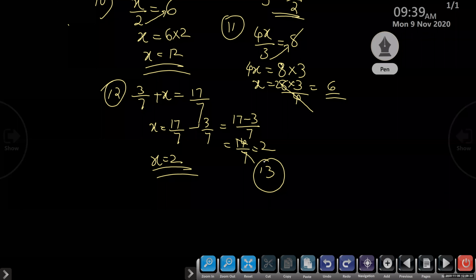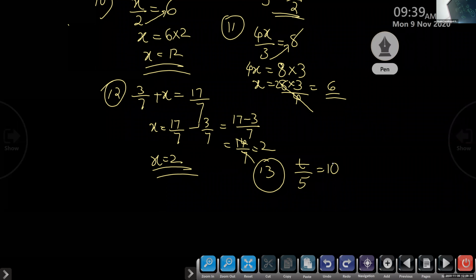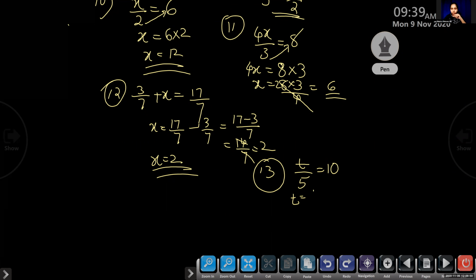Question number 13. T by 5 equal to 10. Here T is the variable. T by 5 equal to 10. So, T equal to 10 into 5. T equal to 50.